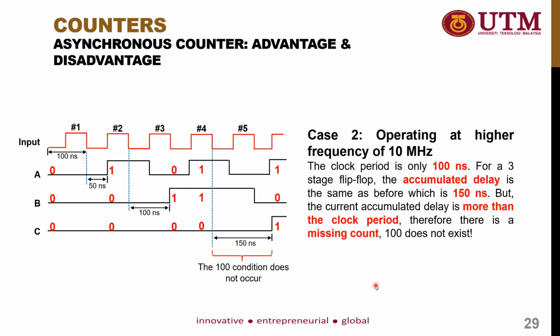As the conclusion, if you are using an asynchronous counter, you must not use a high clock frequency, because it may have some missing counts inside the counter. You must use a clock signal with a lower frequency so that you will not miss any count inside the asynchronous counter. That's how you overcome the disadvantage of the counter.